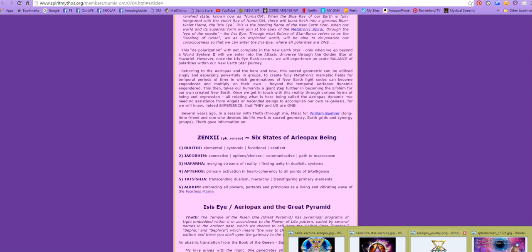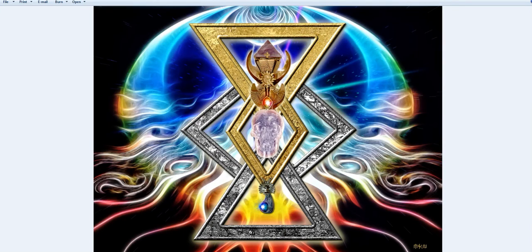Let me see if I can find the picture I'm looking for here. Thoth gave me this image. Now, of course, I created this artwork-wise, but he directed it. And you'll notice that the EYE-AREIOPAX is missing the horizontal bar. And this is a really important phase that's ongoing here.